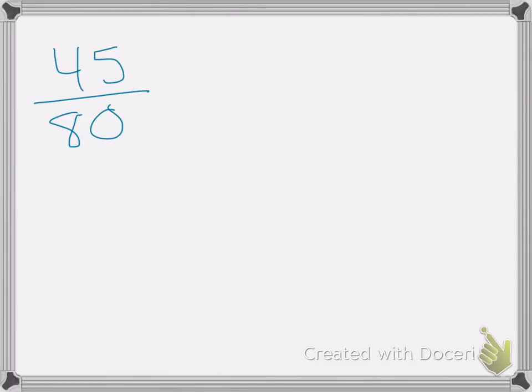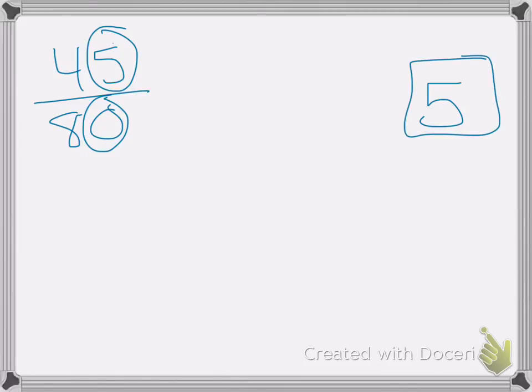The next one is 45 over 80. This ends in 5 and 0, so I know that it can be simplified by 5. So I simplify by dividing into both. It has to go into both of these. So 5 goes into that numerator, and 5 goes into the denominator.